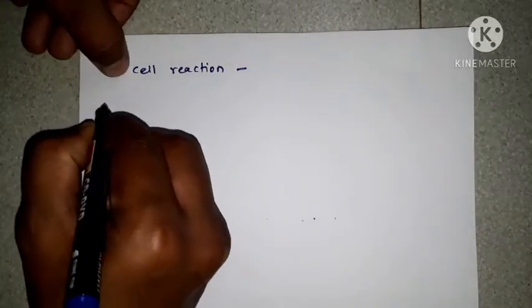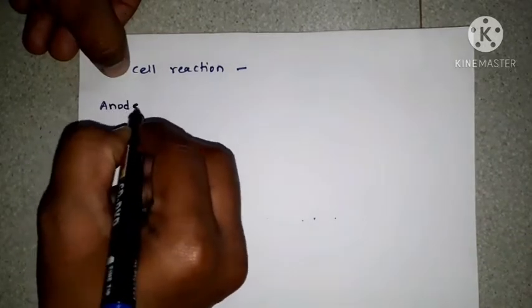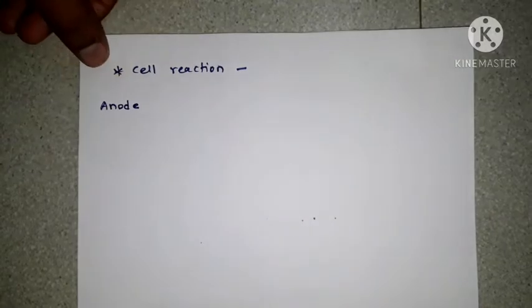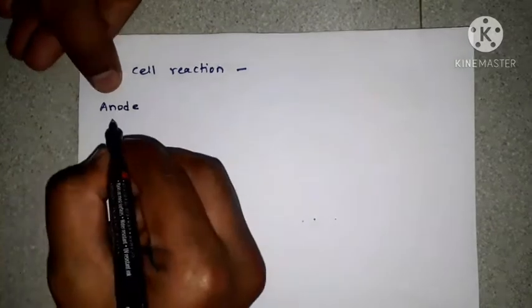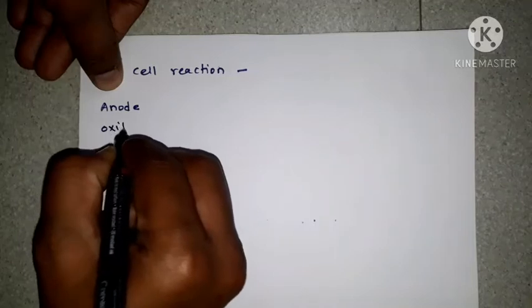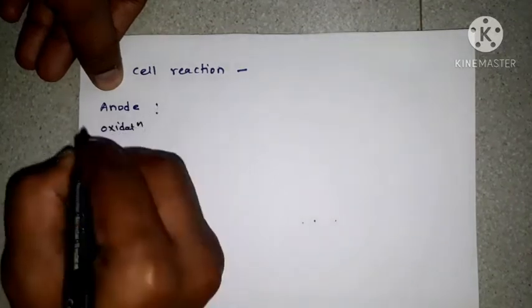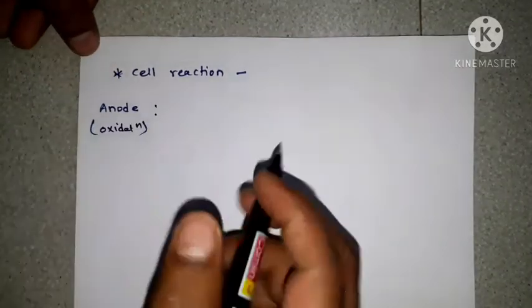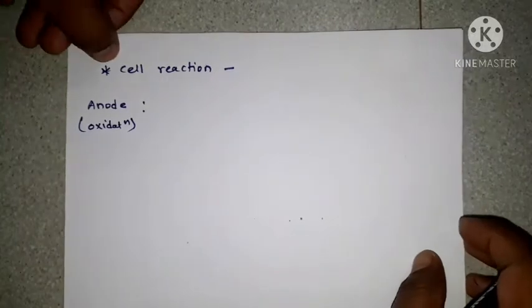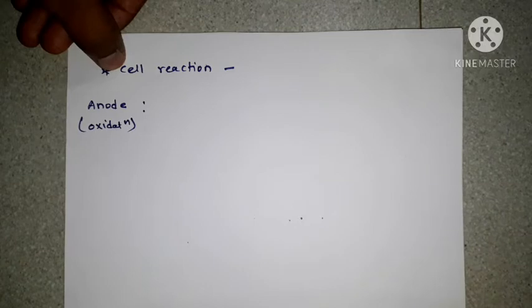First, on anode, at the left, oxidation takes place. On anode oxidation takes place. Do you know what is meant by oxidation? Loss of electron is called as oxidation.